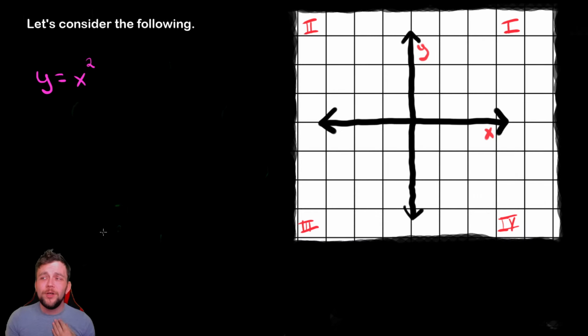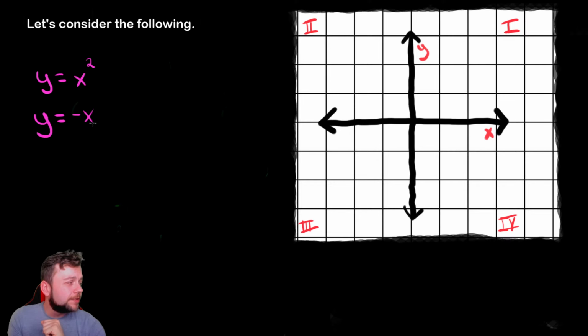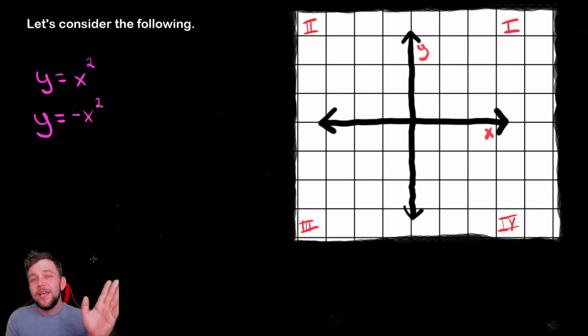Because for me, that's where it really started to click, where graphing really started to pop in my brain, and I'm like, oh, I get this. It's where you can start to manipulate them. So y equals, what if we just change one thing? Let's just change the sign in front of the x squared and see what happens. So y equals negative x squared, okay?